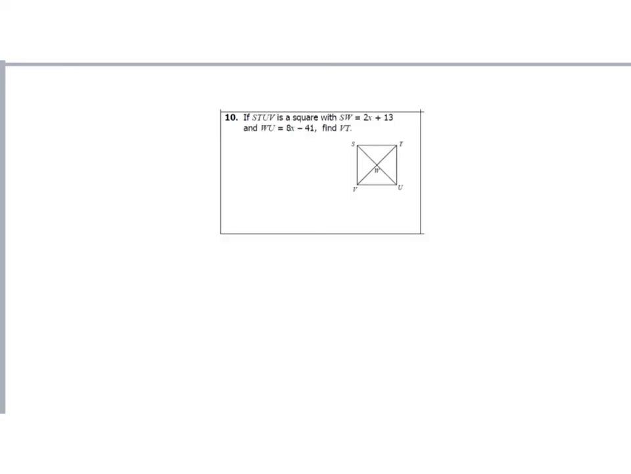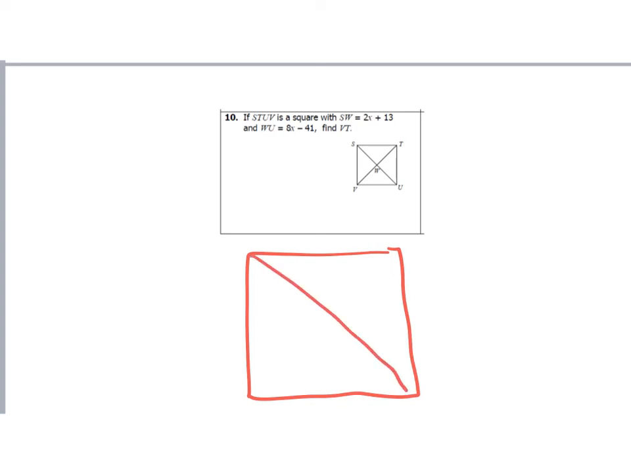We're going to take a look at this problem right here. It says the figure is a square and S to W is 2x plus 13. Pretty small, so let me make it bigger. So S to W is 2x plus 13. W to U is 8x minus 41.